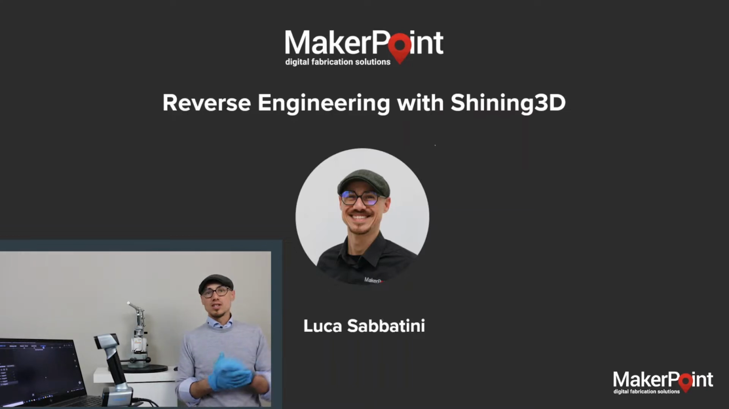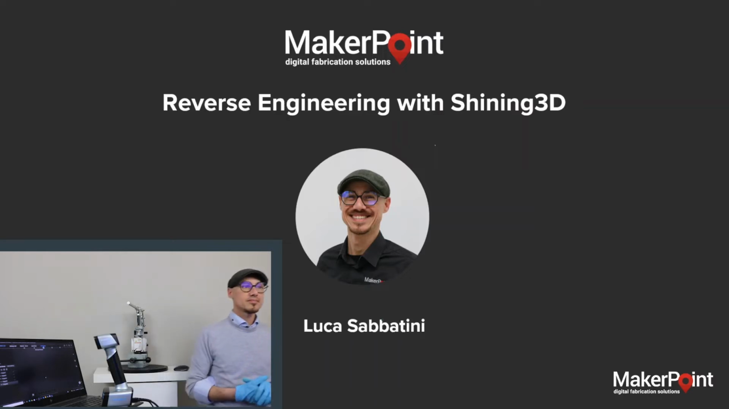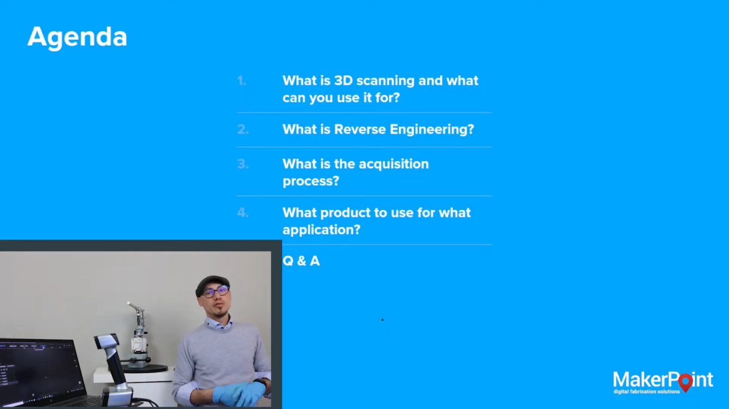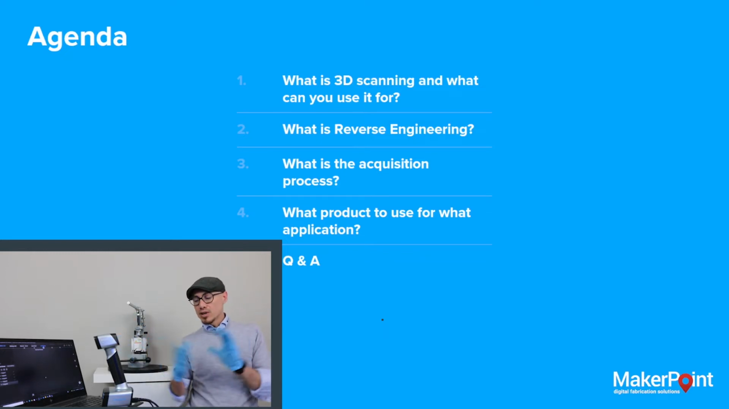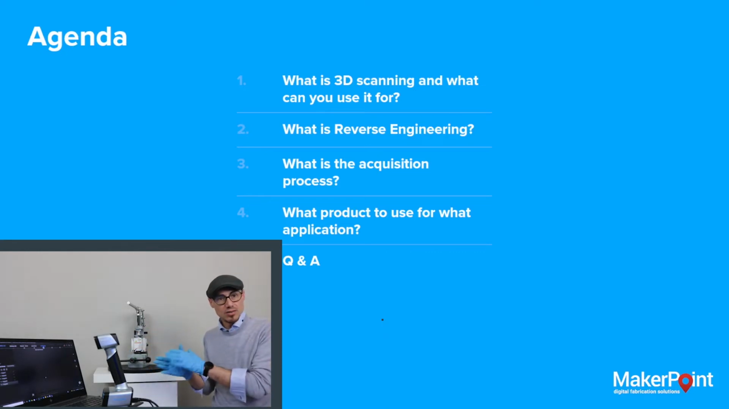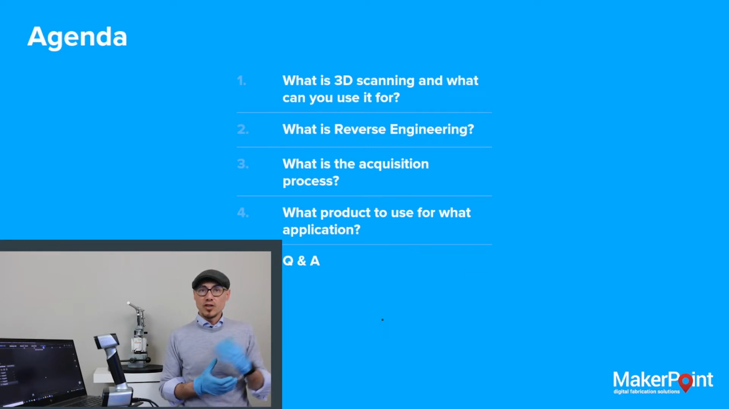Now, you will see the presentation. It's short, and I hope it's going to be useful. Today, we're going to cover a few different points. What is 3D scanning and what can we use it for? What is reverse engineering? What is the acquisition process? And what product to use for what application? You know that Shining3D has a variety of tools, and some of them are better than others for specific industries. Especially, it depends on the size. But let's start from the first question.